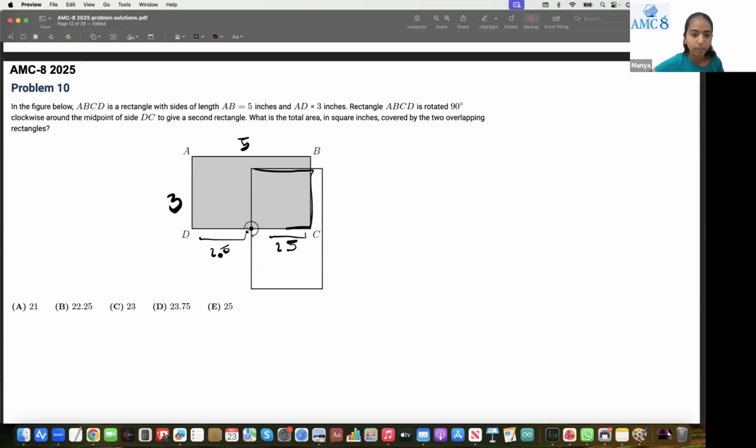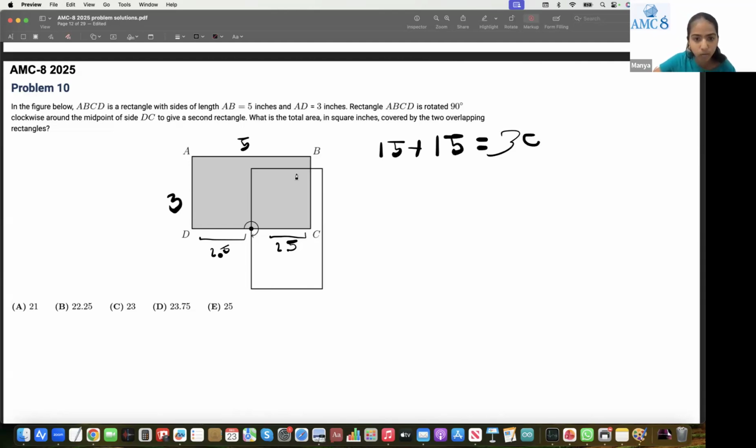We see this overlap. And so if we don't subtract one of the overlaps, then we'll be counting the overlap twice, which we cannot do. So we would have to add this up. ADCB is equal to 3 times 5, which is equal to 15. And this rectangle is also equal to the gray rectangle, because they're just rotating 90 degrees. They're not any different. So 15 plus 15 will be giving us 30.